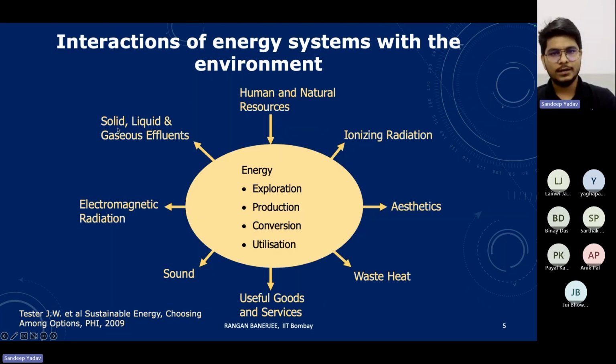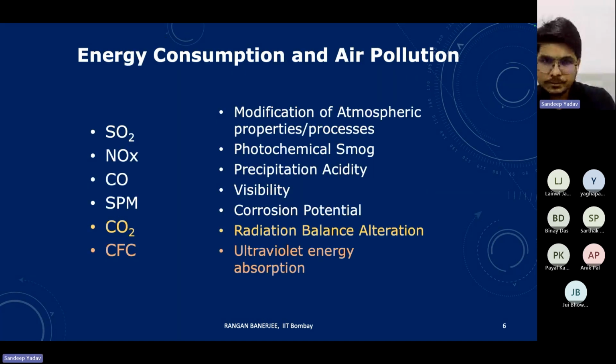So this will affect the environment from any of the energy systems. There will be some outputs. If you see the power plant or the fertilizer plants, there will be some solid or liquid or gaseous effluent that will affect the environment. And from the environment, we will see the human and the natural resources that we are consuming. Similarly, there will be some waste heat being exhausted into the environment that will affect it. So this slide shows the interaction between the energy systems and the environment.